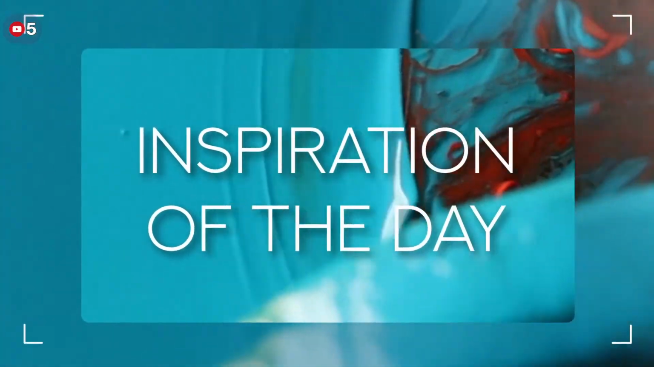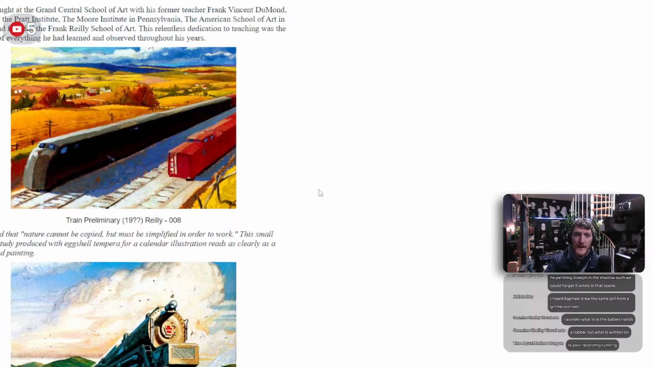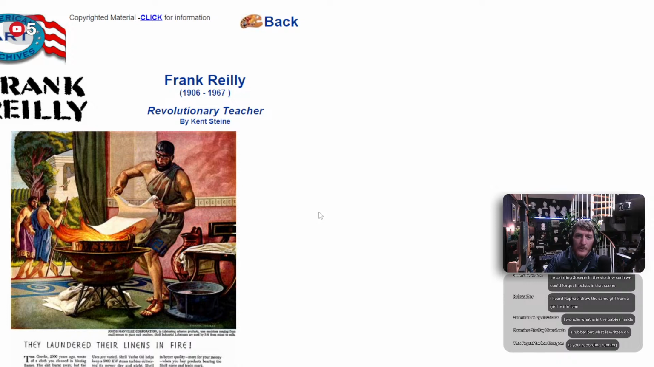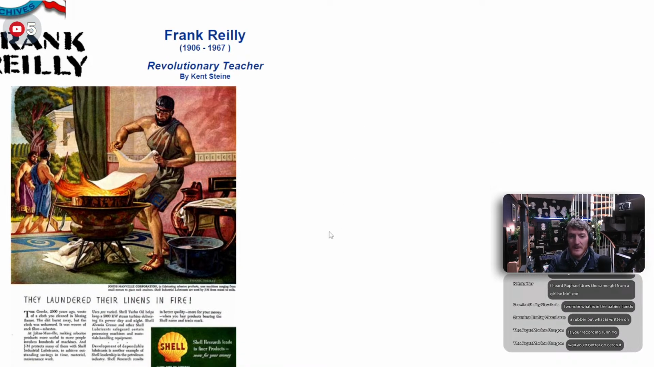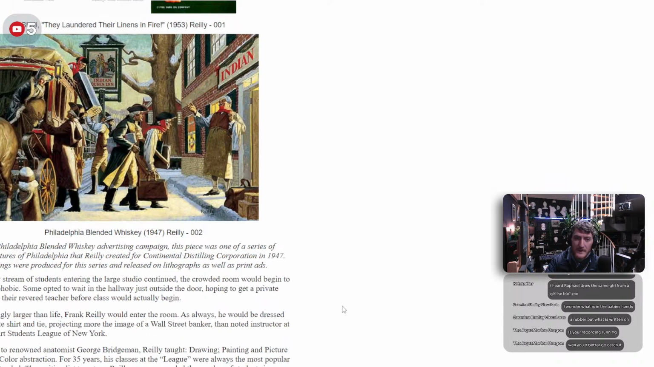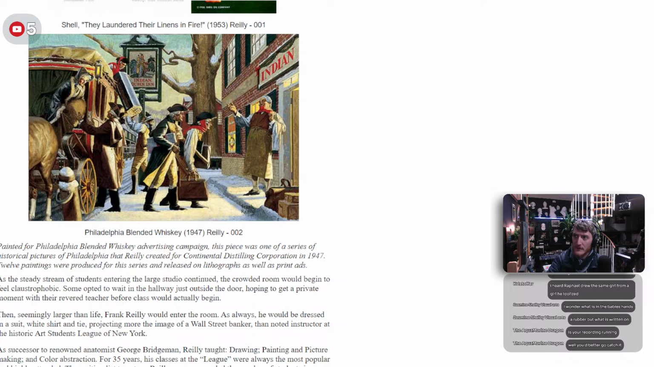So, back to that. Frank Reilly was an American illustrator who was mostly known for his teaching and still is today. He worked mostly in commercial illustration in the early 20th century, and he's also well known for the people he taught during his teaching years at the Art Students League of New York.